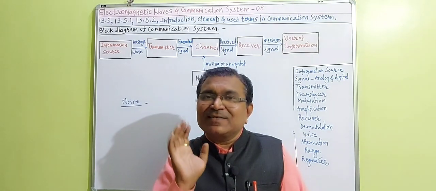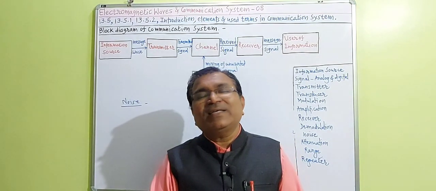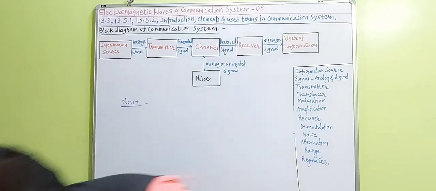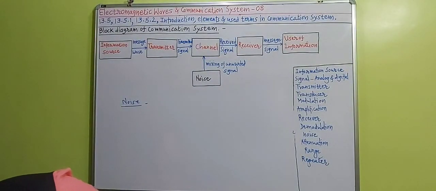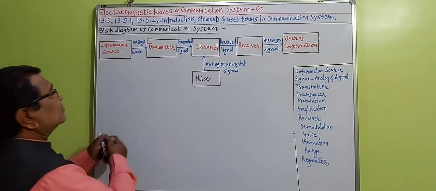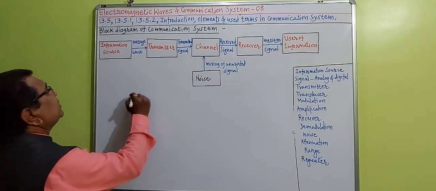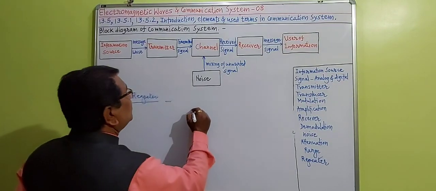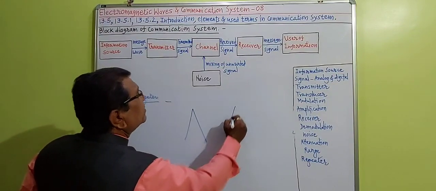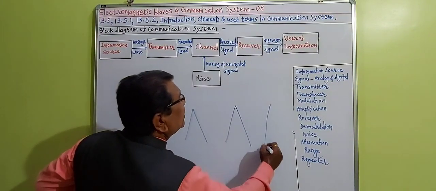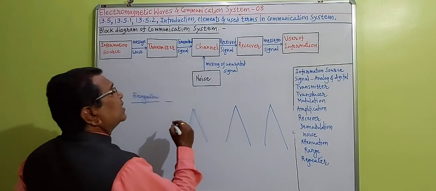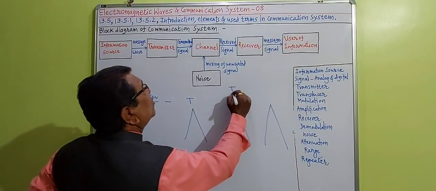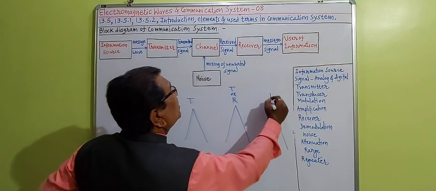What is meant by repeater? Repeater is a very funny, very interesting concept. For that purpose, I will draw one diagram on the board. See here. This is one transmitting antenna. This is another transmitting antenna. This is another receiving antenna. I will write T here. This is T or R, and this is R.